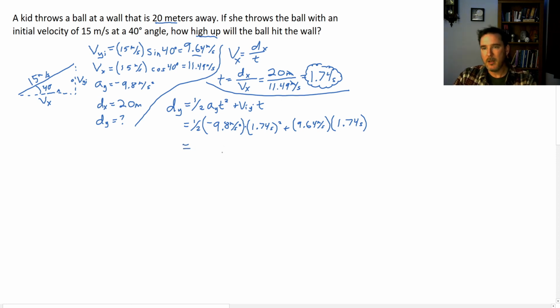So when we put it in our calculator and do it correctly, we find that it is going to hit the wall 1.9 meters up. And that is basically how you do it.